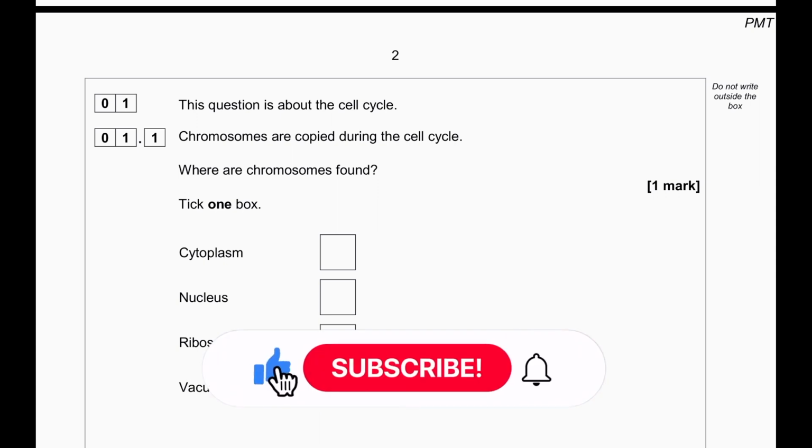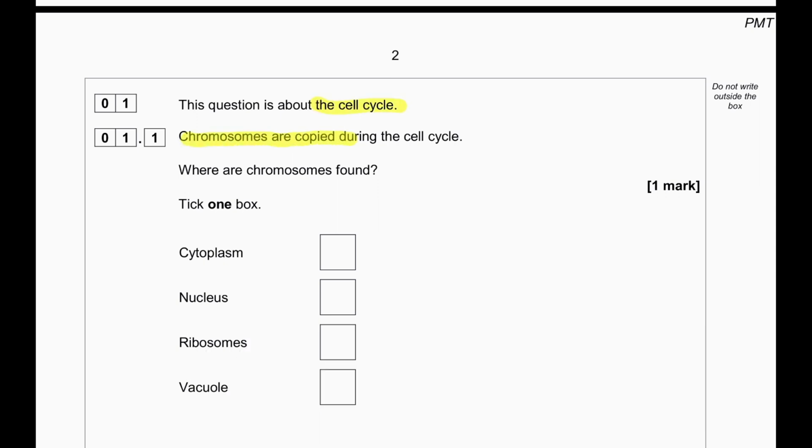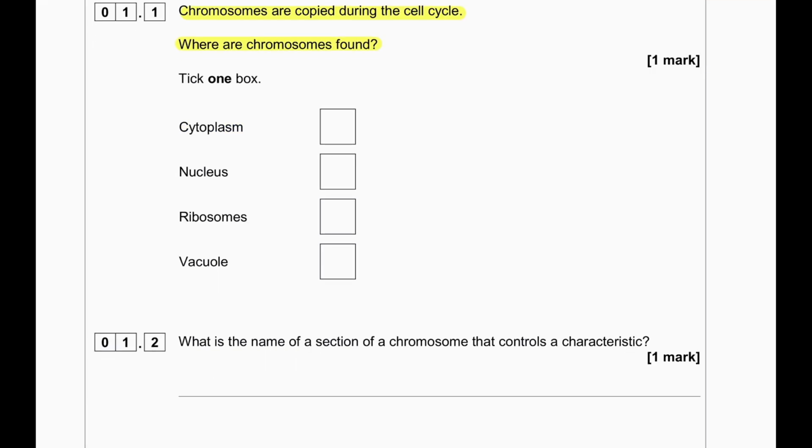Question number 1 is about the cell cycle. Chromosomes are copied during the cell cycle. Where are the chromosomes found? We know that chromosomes are found within the nucleus, so nucleus will be the correct answer. Even though the cytoplasm is housing the nucleus, we cannot choose cytoplasm in this case. Ribosomes are the ones where we do the protein synthesis, so ribosomes cannot be used as an answer. And vacuoles are the ones where we pack the protein after we produce it in the rough endoplasmic reticulum. So nucleus will be the answer.